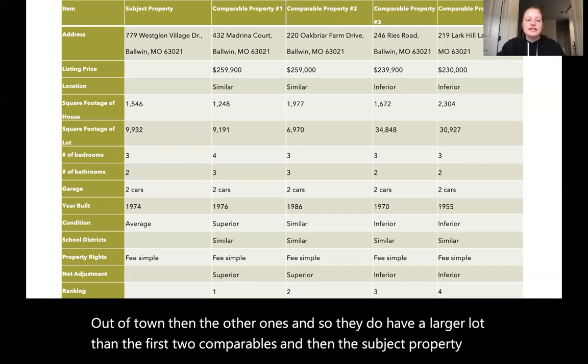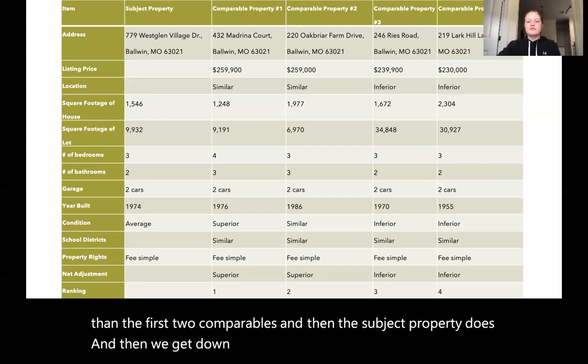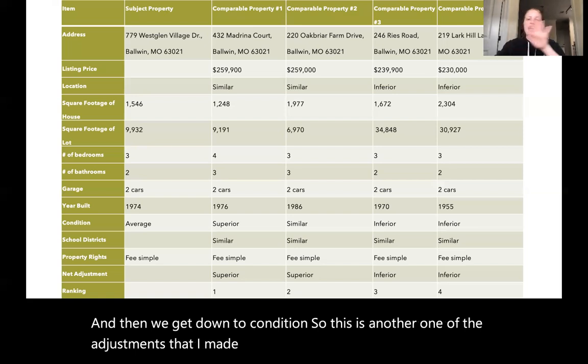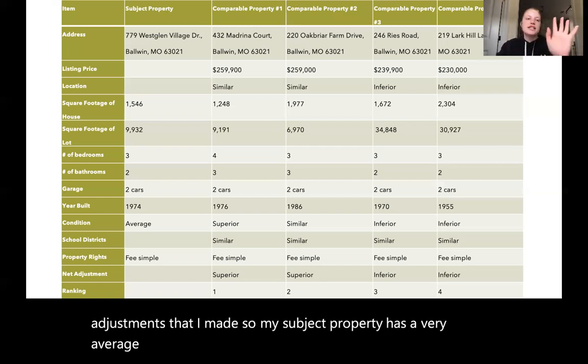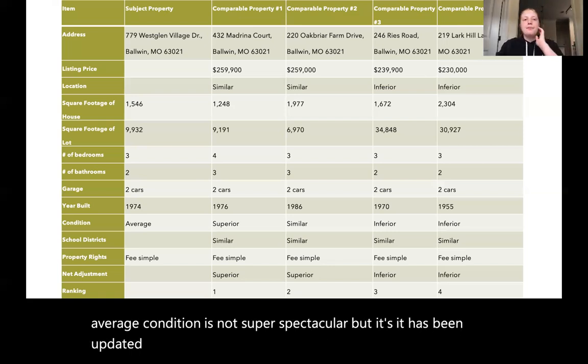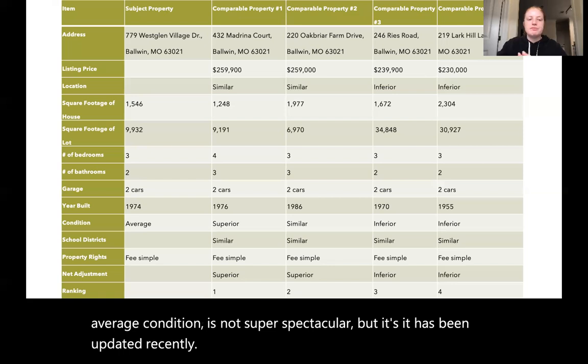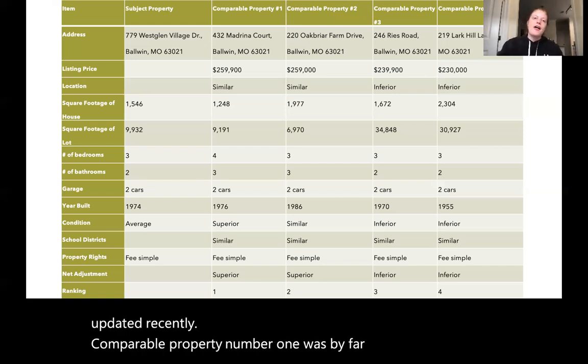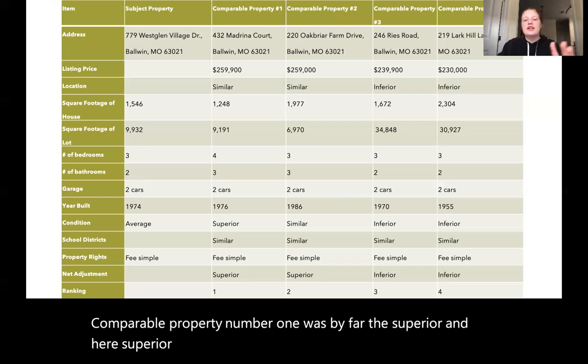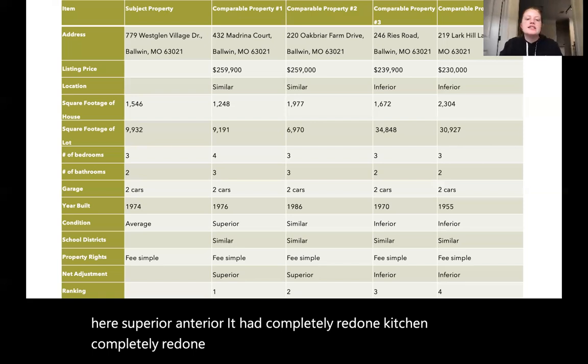And then we get down to condition. So this is another one of the adjustments that I made. My subject property has a very average condition. It's not super spectacular, but it has been updated recently. Comparable property number 1 was by far the superior interior. It had a completely redone kitchen, completely redone bathrooms, all new appliances. It was a very great listing.